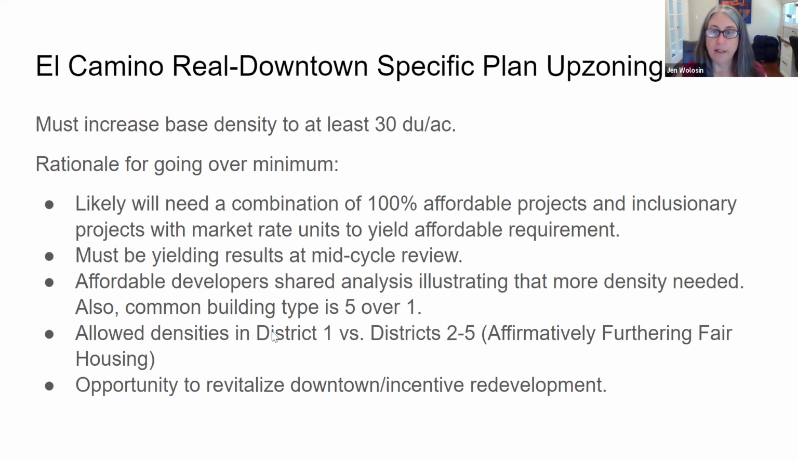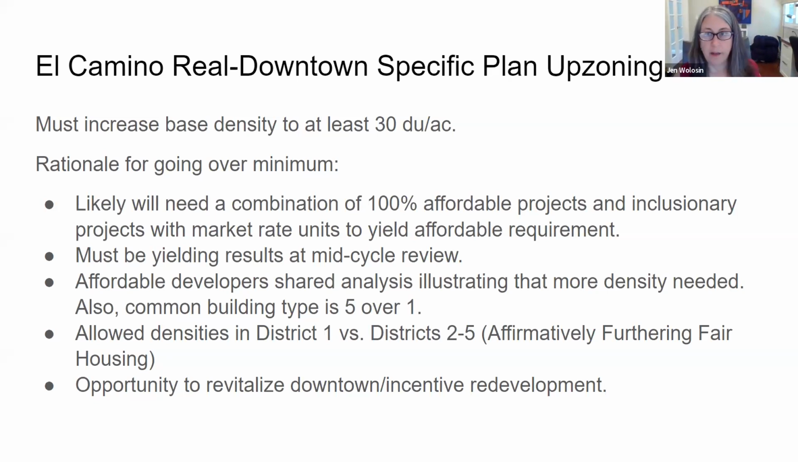Another factor is to affirmatively further fair housing, which means that what we allow over in the Bayfront and in District 1 should be considered in districts 2 through 5, so that we have an equitable city distribution of housing and affordable housing. And finally, one of the pieces of feedback I constantly hear from residents is to revitalize our downtown. And by allowing more density, we'll have potentially more people, more building turnover, to get more restaurants and retail on the first floor and things like that.